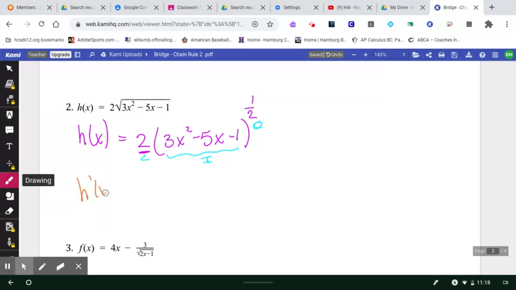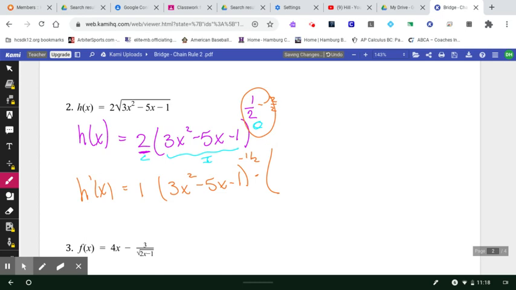So h prime of x, I'm going to start with my outside. The outside's going to come down. 1/2 times 2, of course, is just 1. Keep the inside. Finish that power rule. So I'm going to subtract 2/2. So I'm going to get a negative 1/2 times the derivative of the inside. So go to the inside and kind of derive each piece. 3x squared becomes 6x, minus 5x, that's linear, so minus 5, and the constant is just 0.